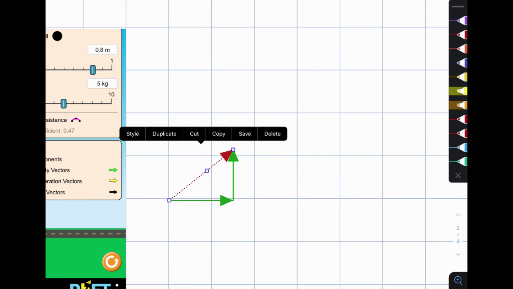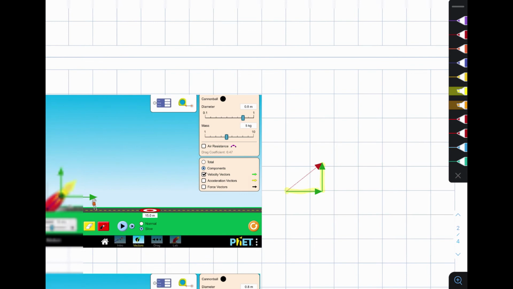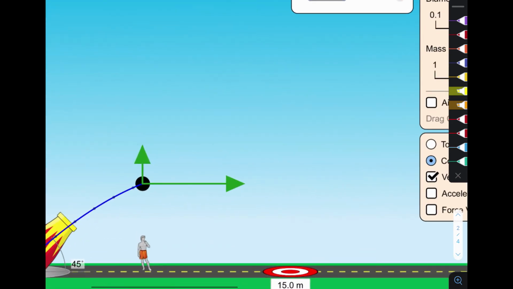And all we're doing is breaking that up into horizontal and vertical, because that'll let us do things like calculate how long it's going to take to hit the ground, because that right arrow is not going to change. The only one that's going to change is that upward arrow. And again, we call this breaking up a vector into its components, horizontal and vertical.